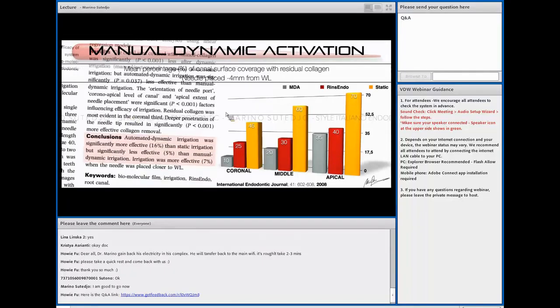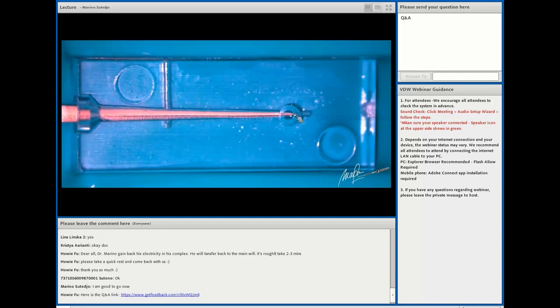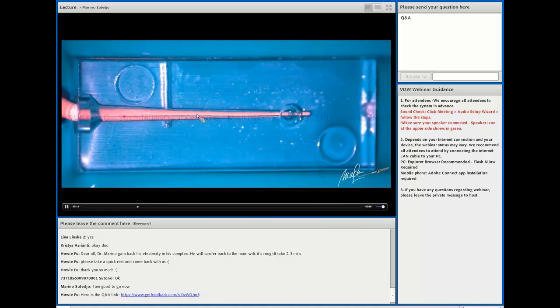So you can see here, when comparing manual dynamic activation, they said that it is better than just using regular syringe irrigation. So it means we also need to apply more activation to our irrigants. As you can see, if I put my gutta percha in and move it up and down, by activating the gutta percha inside the root canal, you can have lateral pressure into the accessory canals. So these irrigants can clean the whole system by doing this.